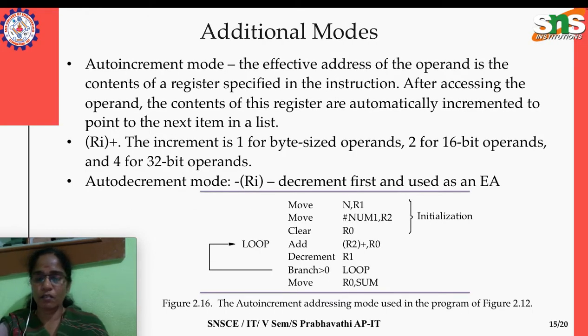And the last addressing mode, very simple, is auto increment and auto decrement. From the name itself you will get it: increment means adding, decrement means subtracting. So auto increment means the address will be automatically incremented. The effective address of the operand is the content of the register specified. Once that register value is fetched, after accessing the operand, the register is automatically incremented to the next item. So if the item is 4 byte addressable, the register will be incremented to the next 4 bytes.